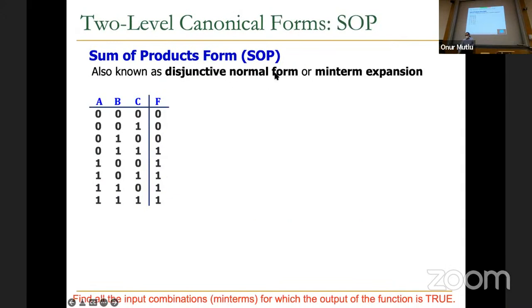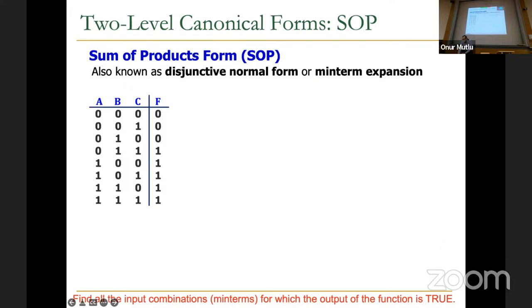So this is the sum of products form. You may also see it as disjunctive normal form or minterm expansion. I like sum of products because it really expresses what the equation looks like, right? So this is our function. Somebody gave this truth table to you. I don't care what it implements, really, frankly, at this point. My task is to design it. My task is to design logic for it. So it looks interesting, right?